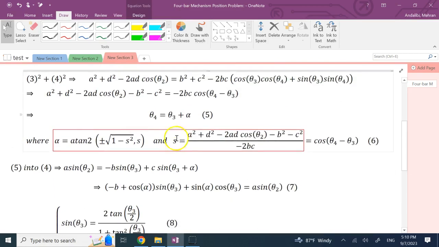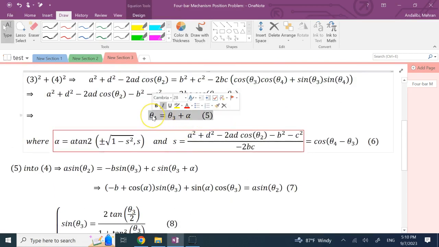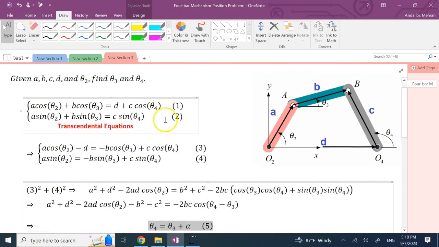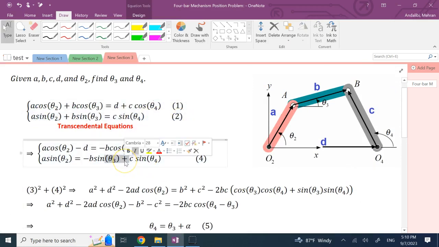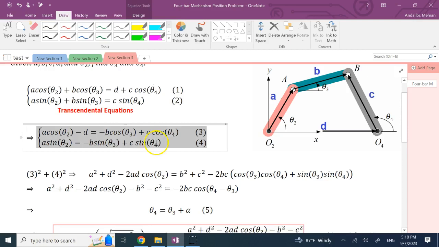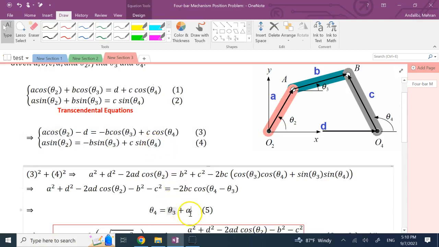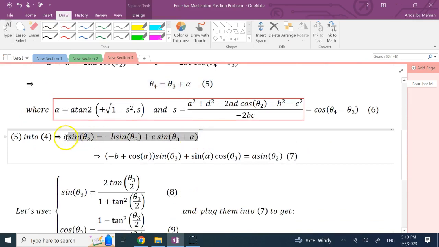So now what do I do? Now I use this result, which is theta 4 is theta 3 plus alpha. I plug it back into equation number 2, one of my original equations. Or I can plug it into 4, doesn't matter. Why do I do that? Because now theta 4 will be eliminated. Theta 4 is going to be replaced by theta 3 plus alpha, so my result is going to be this. Look at this equation. The only thing it has is now theta 3. It's just one equation and one unknown. So now 2 equations, 2 unknowns is down to 1 equation and 1 unknown.